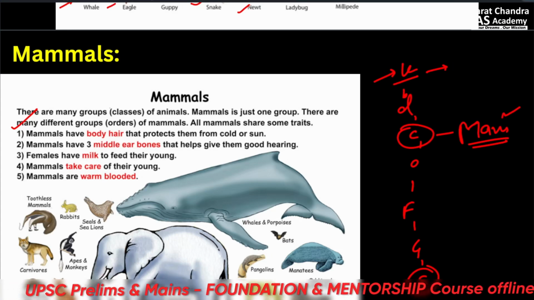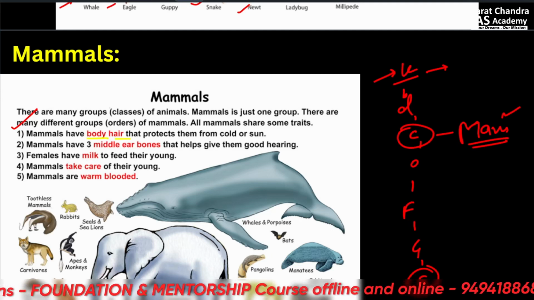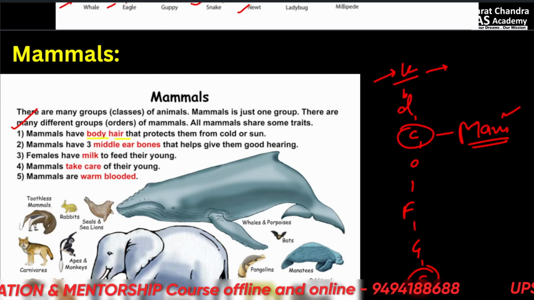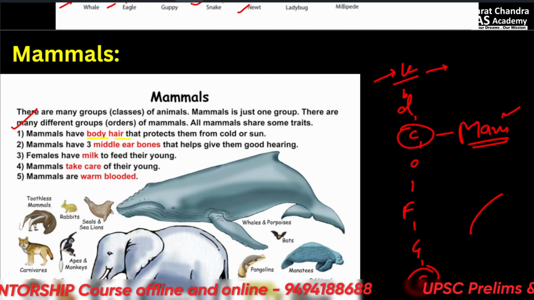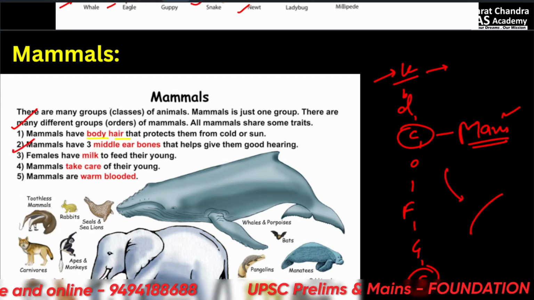Okay, let's talk about it. Mammals have body hair. These are some defining characteristics of mammals. They have body hair in order to prevent themselves from getting too cold, and for protection, of course. They have 3 middle ear bones.